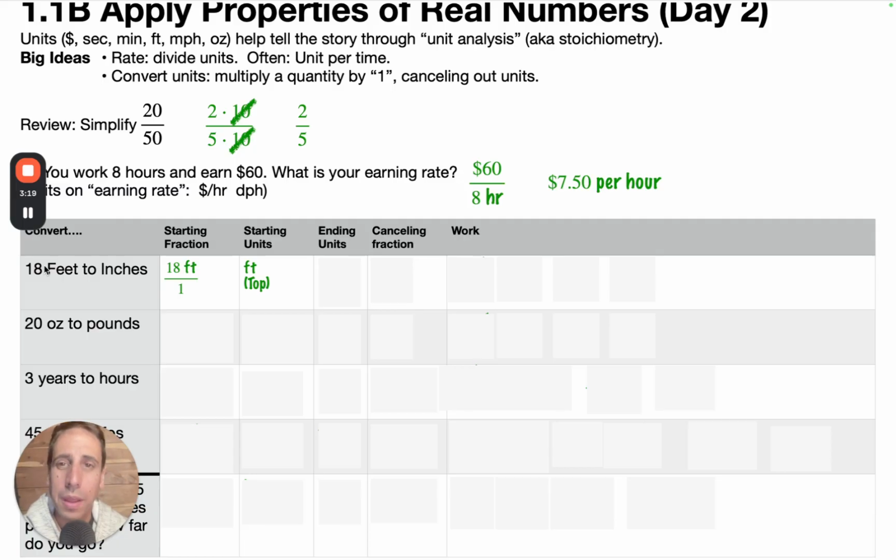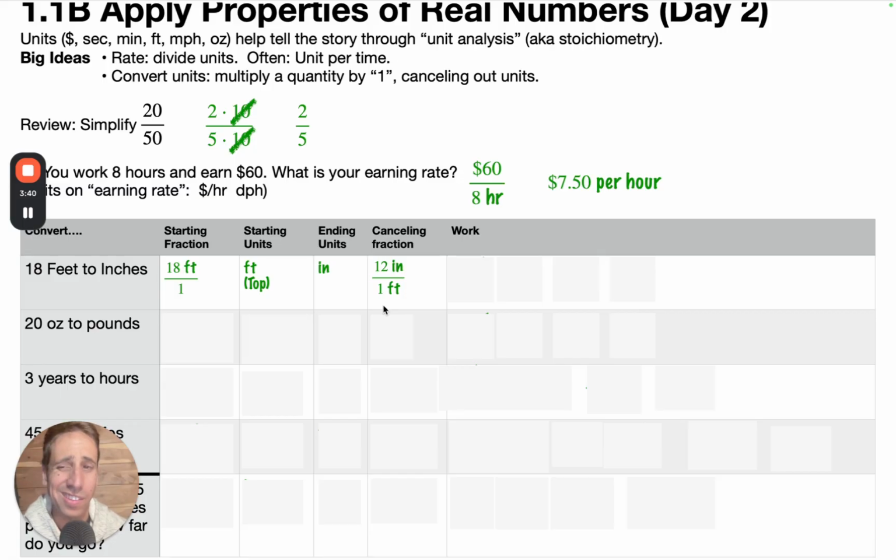What are my ending units? And in this case, it's going to be inches. So I need a fraction that compares feet and inches, and it's going to help me cancel that feet. Now notice here, stuff cancels when you see it in both the top and the bottom, the numerator and the denominator. So my canceling fraction in this case is going to be 12 inches over 1 foot.